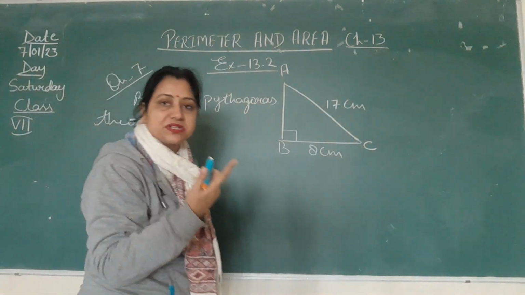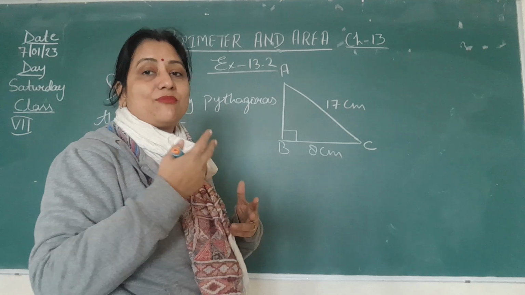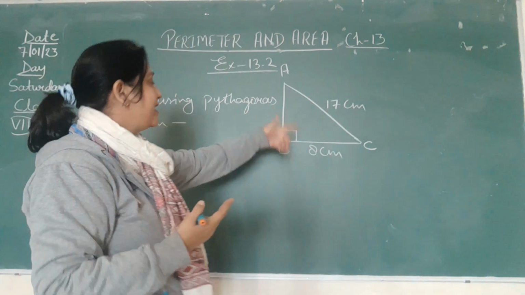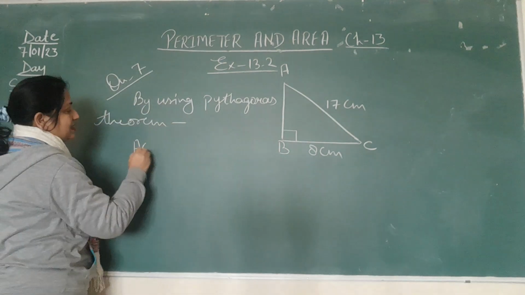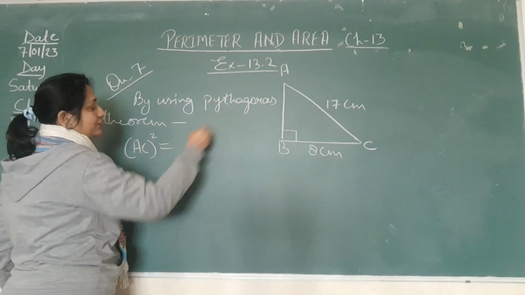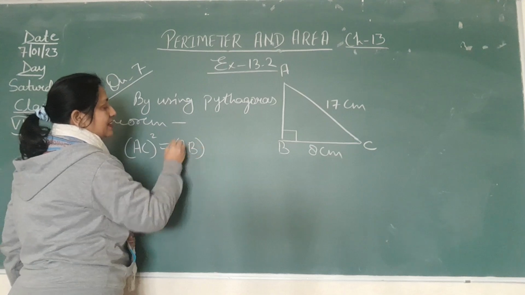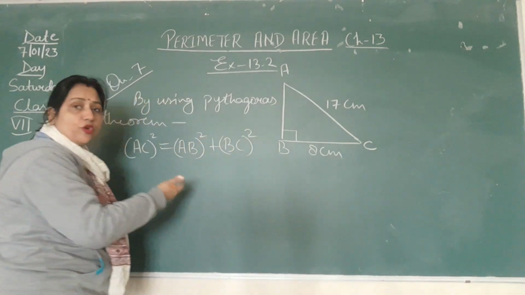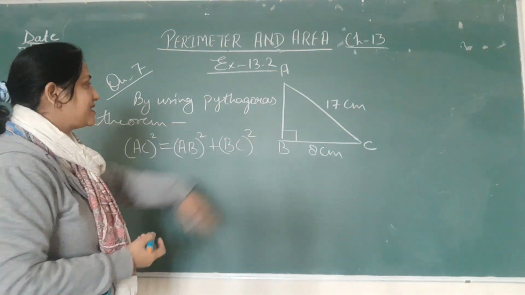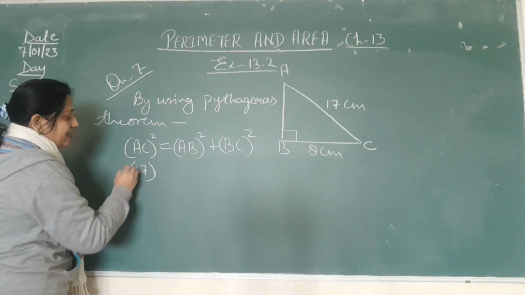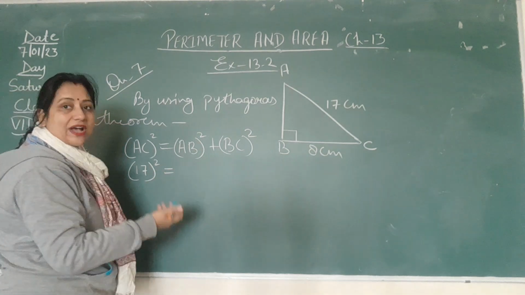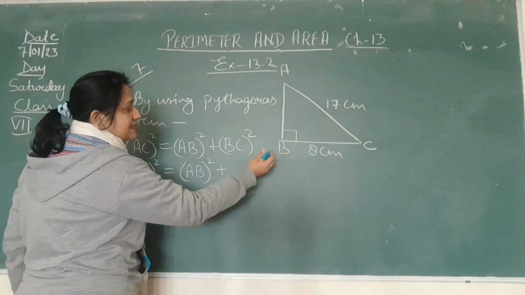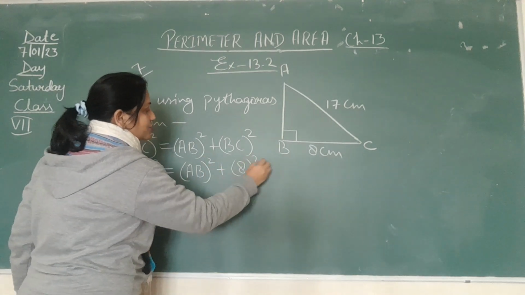We know that hypotenuse square is equal to the sum of the squares of the other two sides, that means base and perpendicular. It means AC square is equal to AB square plus BC square. Now I am going to put the values. Here AC is 17 centimeters, so 17 square is equal to AB square, which we have to find, plus BC square, which is 8 square.